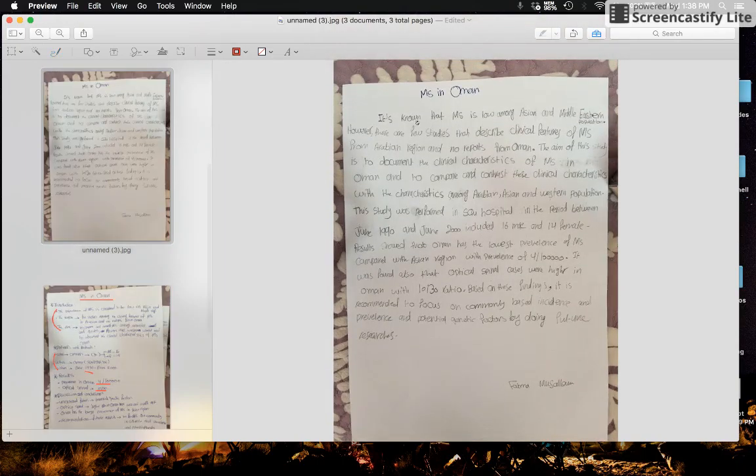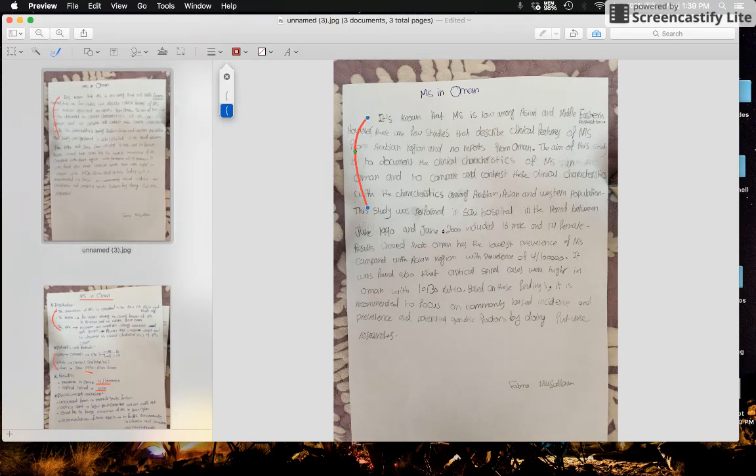Okay, let's see how you wrote. It is known that MS is low among Asians and Middle Eastern populations. However, there are few studies that describe clinical features of MS from Arabian regions. The aim of the study is to document the clinical characteristics of MS in Oman. Okay, good. With the characteristics amongst Asian. Okay, this is good, but your introduction is taking up a lot of space, considering it's almost half of your writing, yeah?